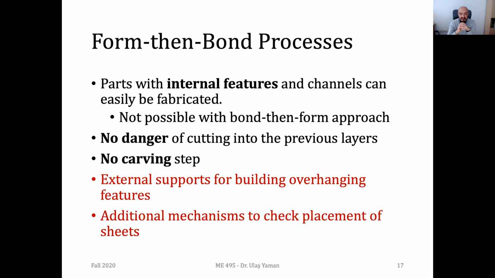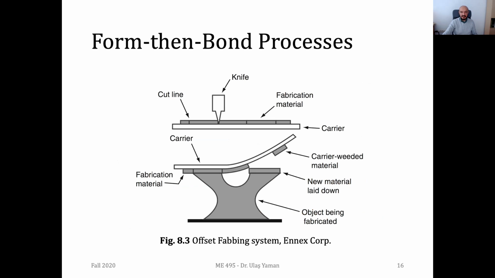But we have some disadvantages. What are they? The first one is, if you especially have some overhanging features like this one here, you need to have some support structures. Let me try to draw it here. For instance, if you have this part quite a bit longer, like this one, then you may need to have a support structure underneath. But if it's not that long, you can handle it without using an extra support structure.